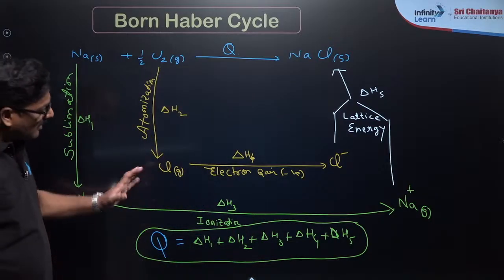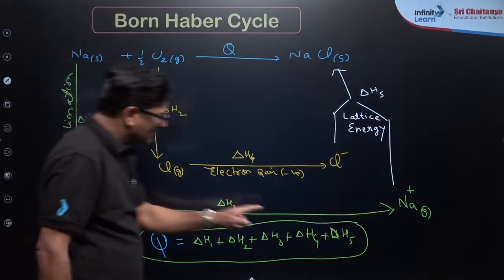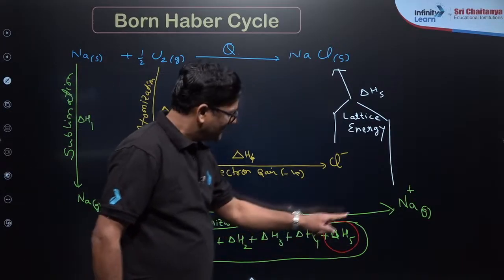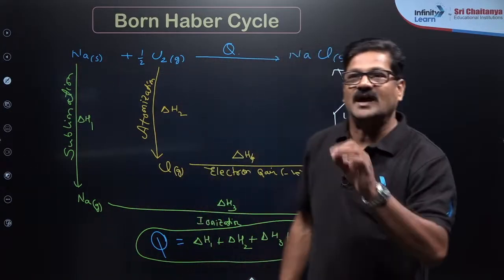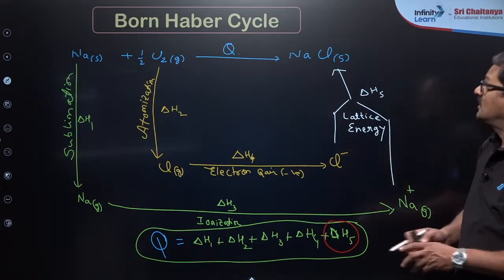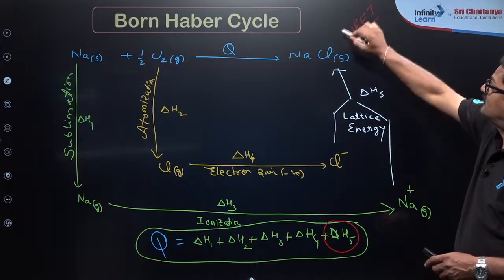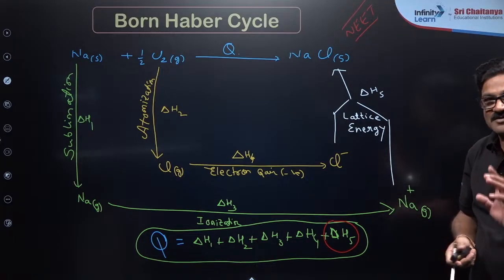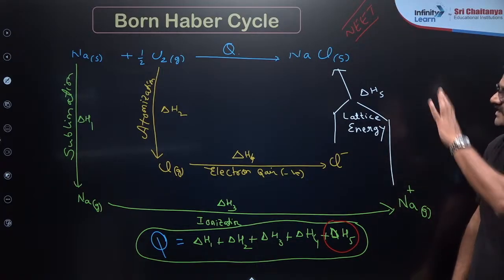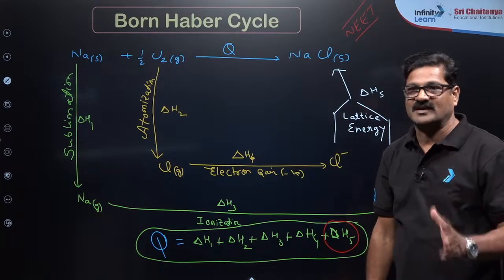And all the values will be given, one of the values will be missed. You can calculate that one missing value in this type of question. Definitely you can expect any question of this type. Hess's law of constant heat summation is the key point and a game changer for this Born-Haber cycle.